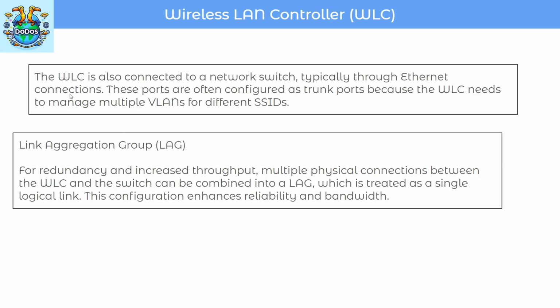Wireless LAN controller. The wireless LAN controller, or WLC, is also connected to a network switch, typically through Ethernet connections. These ports are often configured as trunk ports because the WLC needs to manage multiple VLANs for different SSIDs. Link aggregation group, or LAG, is for redundancy and increased throughput. Multiple physical connections between the WLC and the switch can be combined into a LAG, or link aggregation group, which is treated as a single logical link. This configuration enhances reliability and bandwidth.